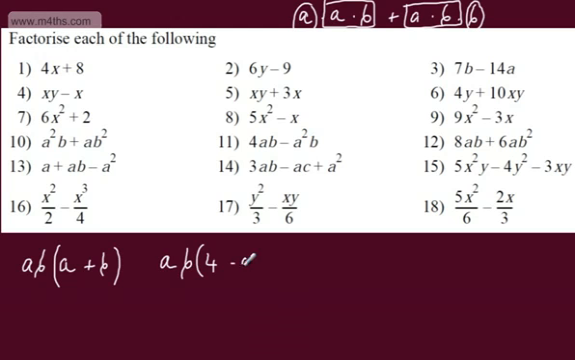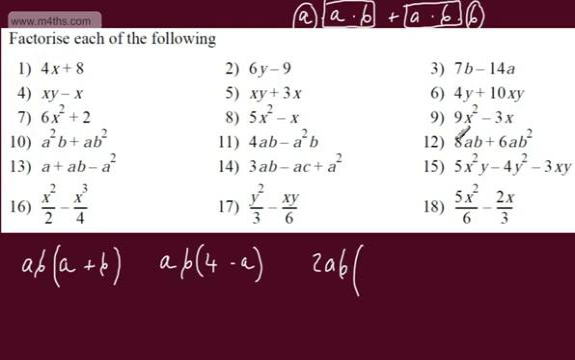The answer is minus a. So, nice and straightforward, nice and logical. 8ab plus 6ab squared. 2 is the highest common factor of 6 and 8. We've got an ab and an ab squared. So ab is going to be the highest common factor. So on the outside we have 2ab.